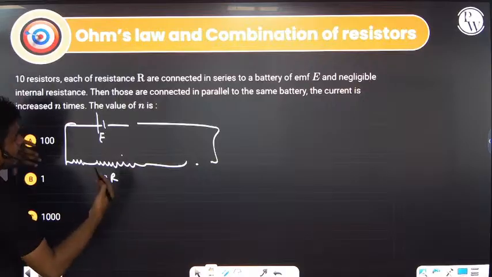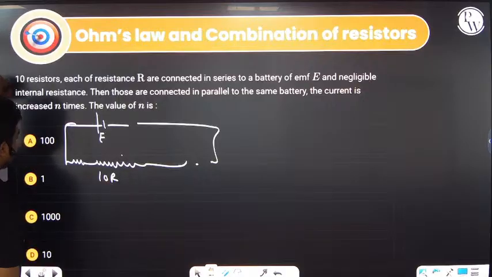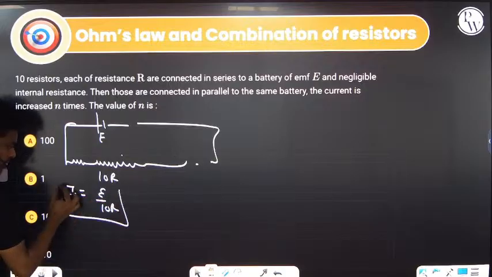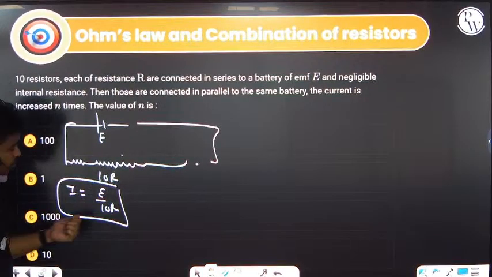Then those are connected in parallel to the same battery. The current increases n times. So what is I? I right now is E divided by 10R. Yes or no? Current is given by EMF divided by total resistance, 10R.